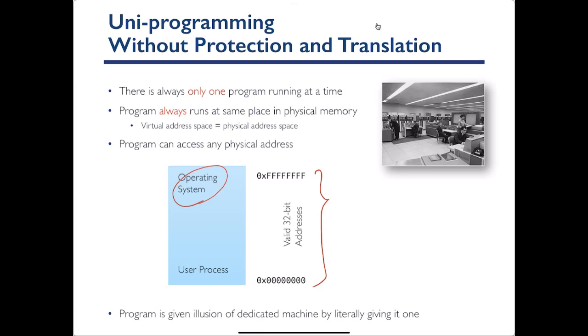So in early systems, there was no notion of virtual address. Basically, virtual address was equal to physical address. They were the same. And each program was able to access the entire physical address space.